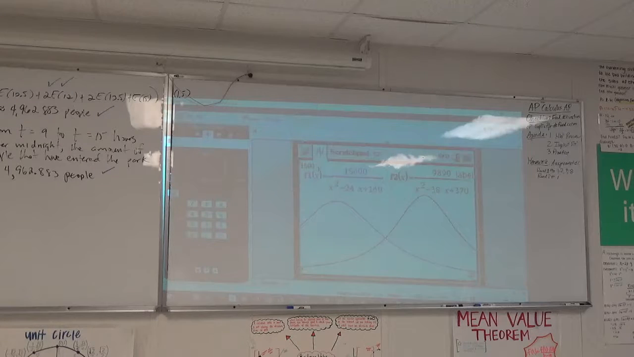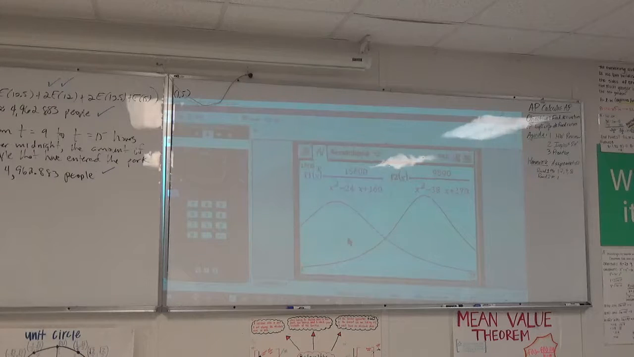E of t is measured in people per hour, so when you look at how that's changing, it changes at a rate of people per hour per hour. Oh, you did it. Per hour.